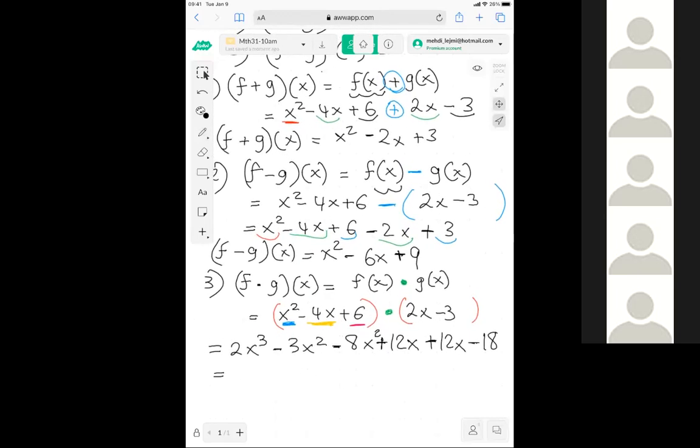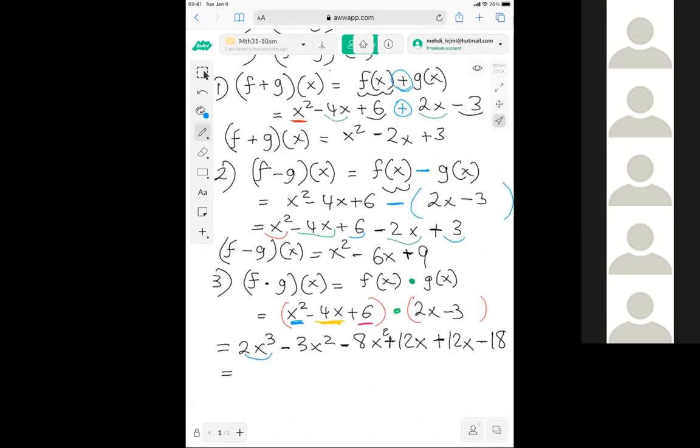Okay, so now that you are done with distribution, we can simplify. How many x cubed do we have? There's only this 2x cubed right here. Then the x squared terms: minus 3x squared minus 8x squared will be minus 11x squared. Now for the x's, we have plus 12x and plus 12x, so that will be plus 24x. And finally there's only the constant, negative 18.